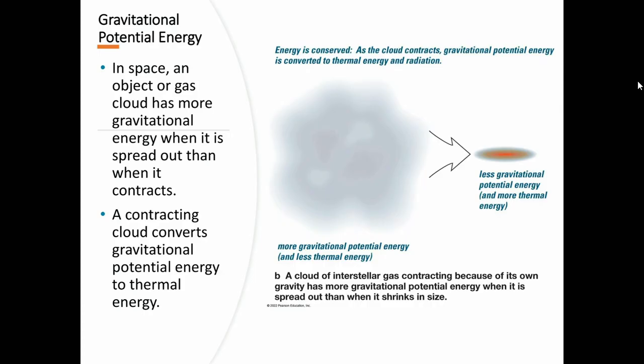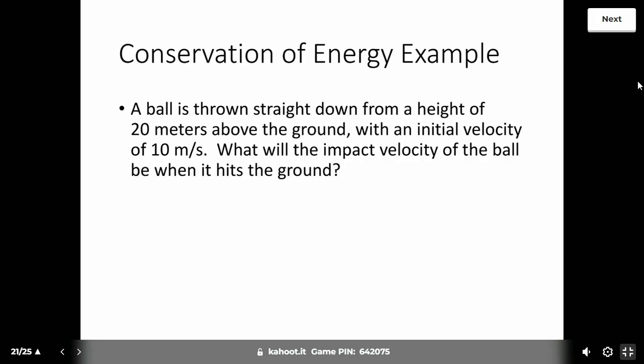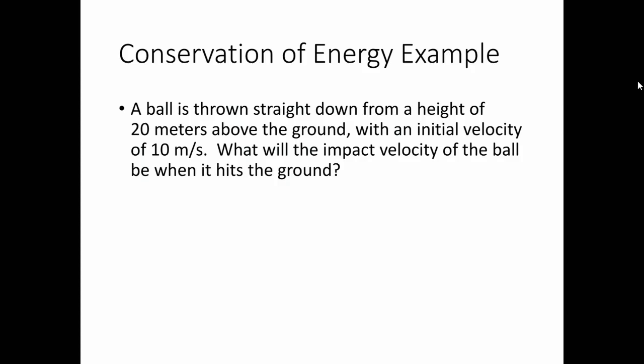So this conservation of energy is going to be very important when we start talking about star formation later in the class. Okay, so let's see an example of conservation of energy, like a mathematical example. Let's say I throw a ball straight down from a height of 20 meters above the ground with an initial velocity of 10 meters per second. What will the impact velocity be of the ball when it hits the ground?